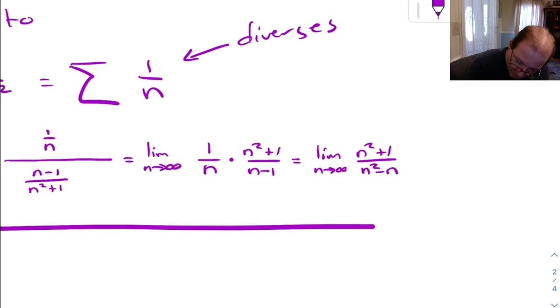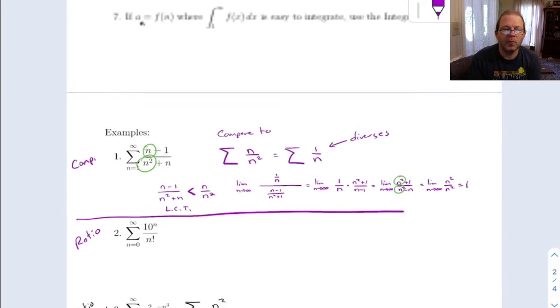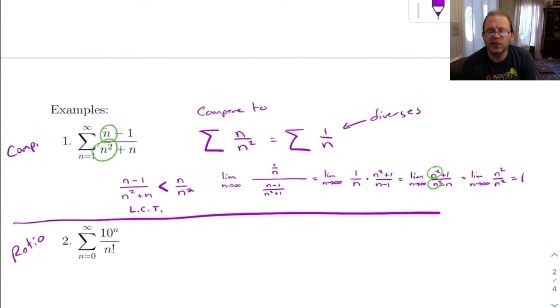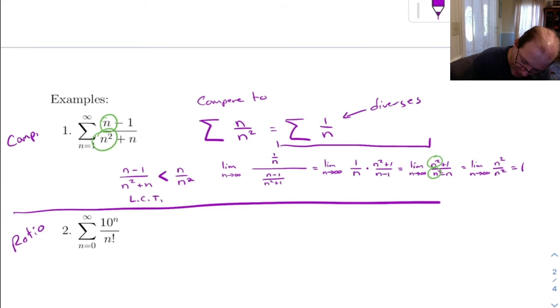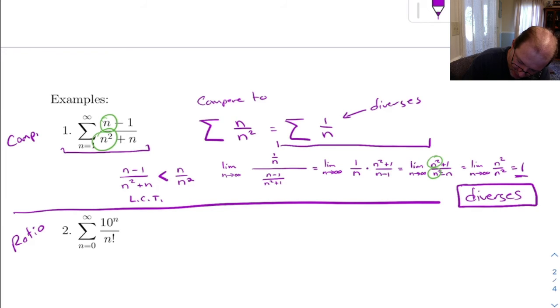Now what does that do when n goes to infinity? Well, this is my dominant term on top and bottom. So this gives me the limit as n goes to infinity of n squared over n squared, which is 1. And then we have to remember, what does that mean for the limit comparison test? Well, if you get a finite number that's not 0, it means that both of those series do the same thing. Now, we know that this diverges here. And so this 1 tells us that this diverges as well. So our answer is that this series diverges.